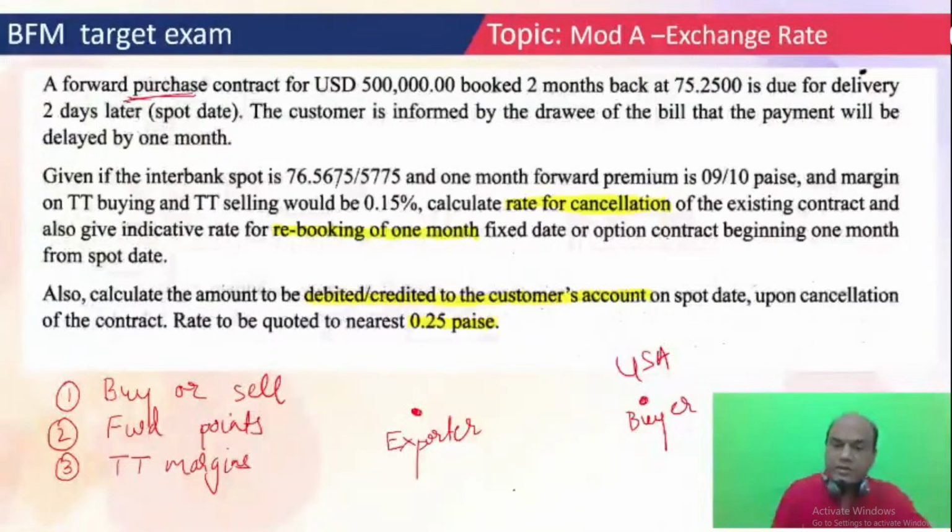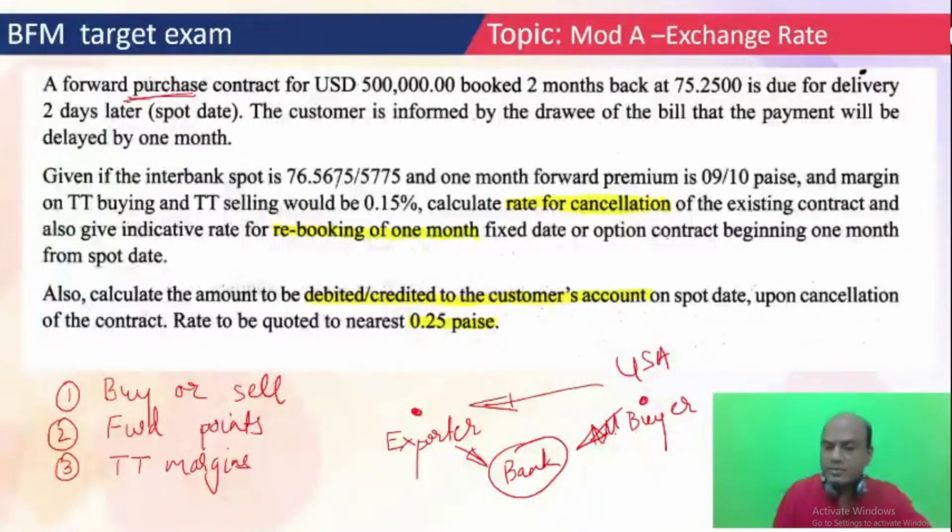So in between, this exporter had come to me to book the rates. I am the bank over here. So after 2 months, this buyer was to pay the exporter, and the exporter would have paid me. That's the basic logic. So the buyer doesn't directly pay me. The buyer pays the exporter, and then I purchase those dollars from that exporter. And for that he had booked this contract.